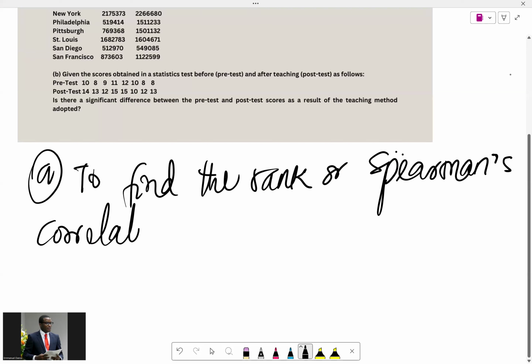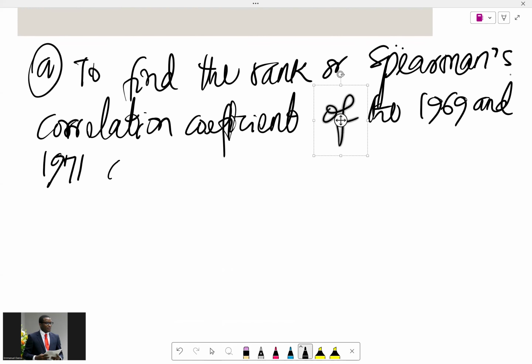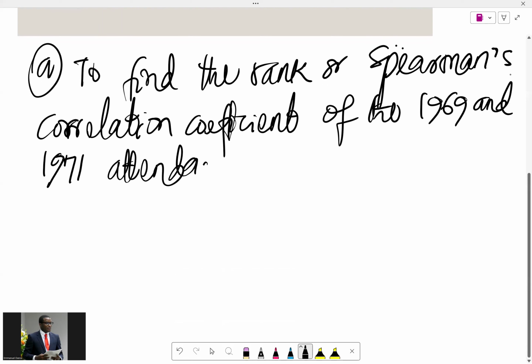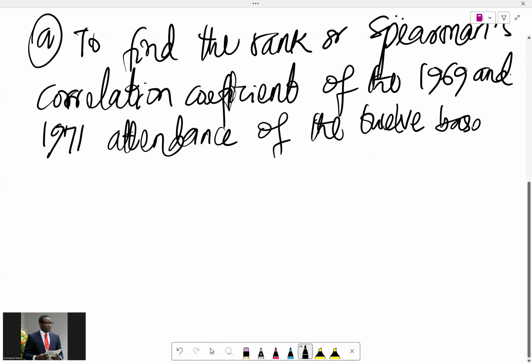correlation coefficient of the 1969 and 1971 attendance of the 12 baseball teams.